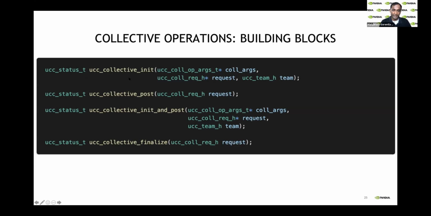For example, here collective init will just initialize the collective. It will not execute the collective. Basically, it prepares the connections, buffers, and so forth. Collective post will post the collective, init and post combines these into one, and collective finalize will finalize the collective. If you think about persistent collectives, it maps similarly: init where you initialize the collective, post, which you can do multiple times, and finalize. After finalize, you cannot post it unless you initialize it again.